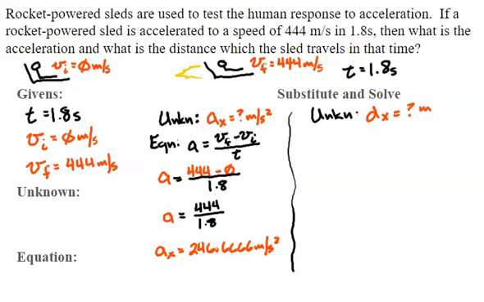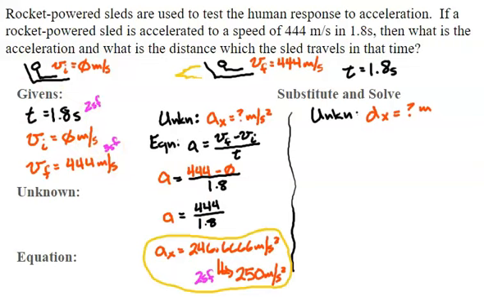Okay, let's look at sig figs. I have 2 sig figs. I have 3 sig figs, so my answer is going to have 2 sig figs. And so if I apply significant figures, I get 250 meters per second squared. And that's the answer to the first question.